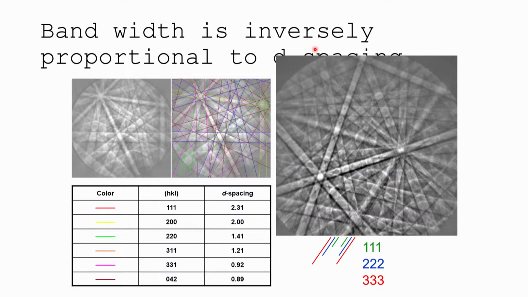Okay, now we're going to our EBSD patterns and saying the width of these bands is inversely proportional to the d-spacing. So if I have a specific lattice, I have a 1, 1, 1 plane, d-spacing 2.31, that band is going to be more narrow. You can see the red lines here that correspond to the 1, 1, 1. This is this band along here. It has the largest d-spacing, has the smallest diffraction band. Okay?